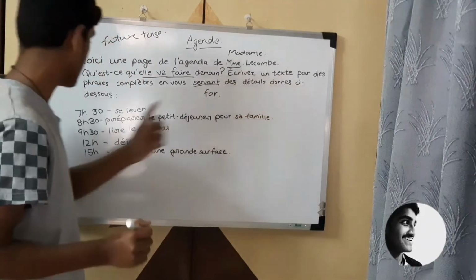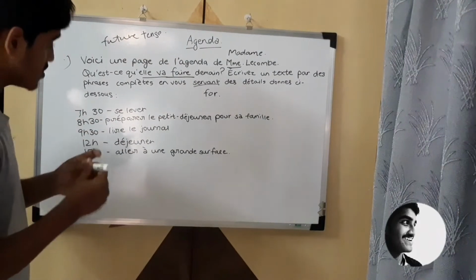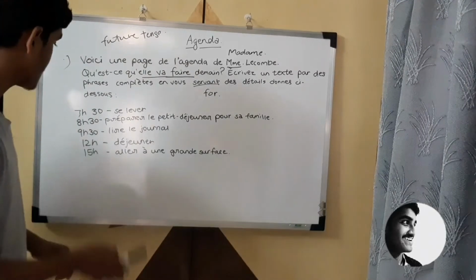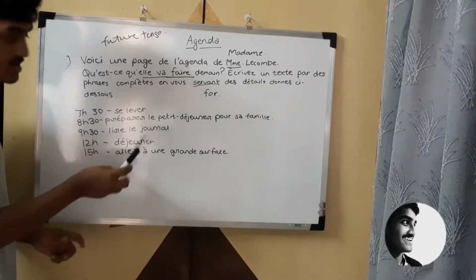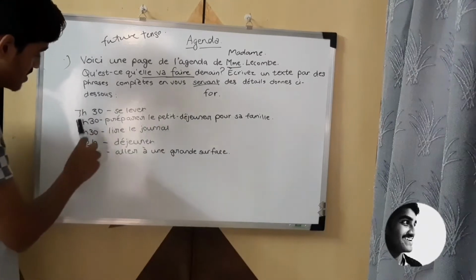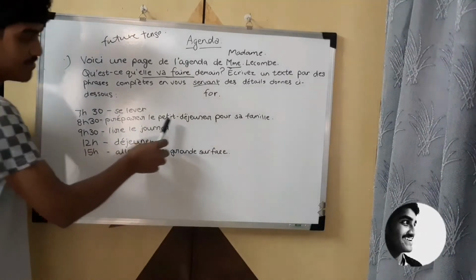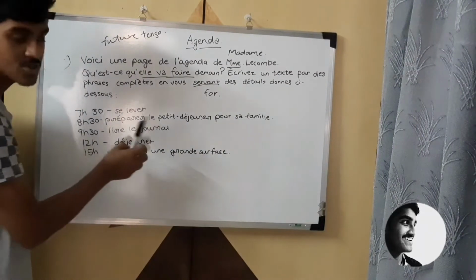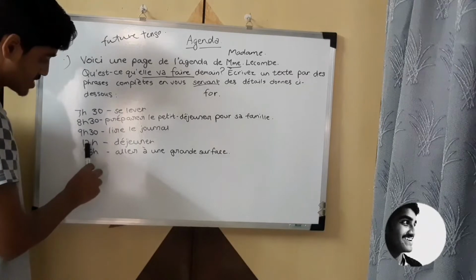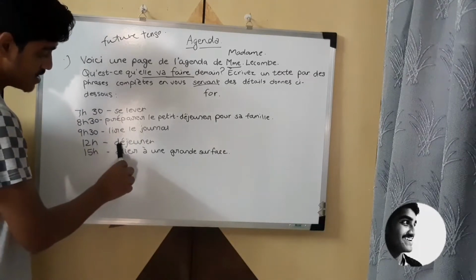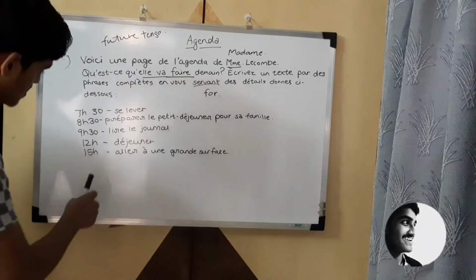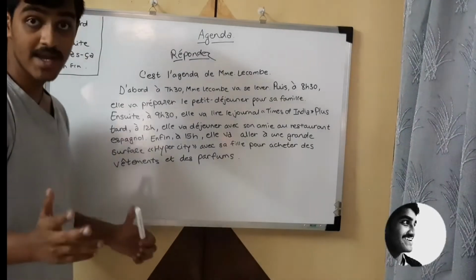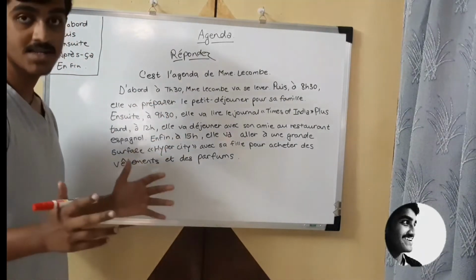So we have been given the details for writing the agenda. First, at 7:30, se lever. At 8:30, préparer un petit déjeuner pour sa famille. At 9:30, lire le journal. At 12, déjeuner. And at 15, aller à une grande surface. So let's move on to how to write the agenda in the French language.